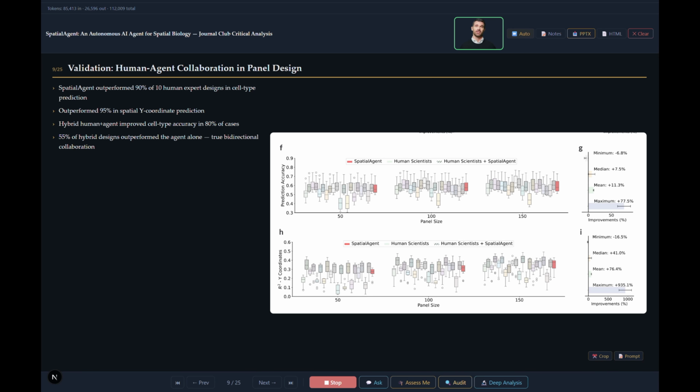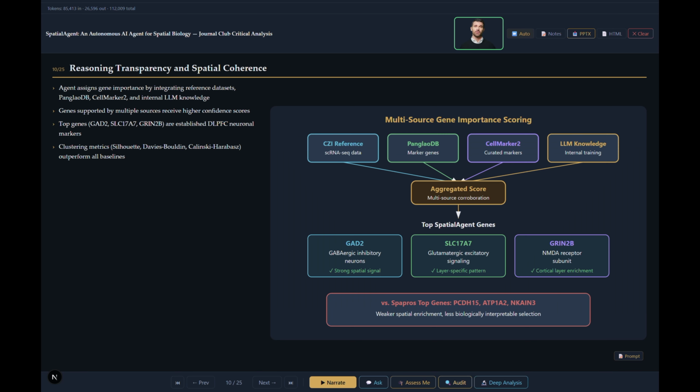But what I find most interesting is the hybrid result. When the agent refines human-designed panels, it improved cell type accuracy in 80% of cases and spatial prediction in 90%. Remarkably, 55% of these hybrid designs outperformed the agent working alone. This suggests genuine complementarity. The humans bring domain insight that the agent lacks, and vice versa. The maximum improvement was a striking 935% in predicting y-coordinates. Here is a question for the group. Does this hybrid result change how you think about deploying such tools, as replacements or as collaborators?